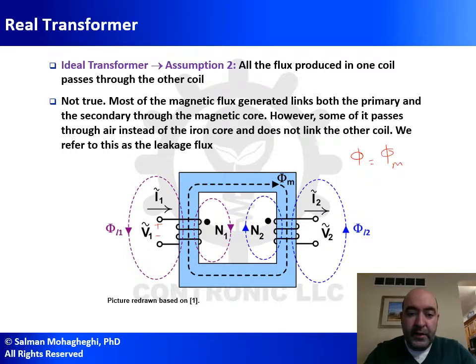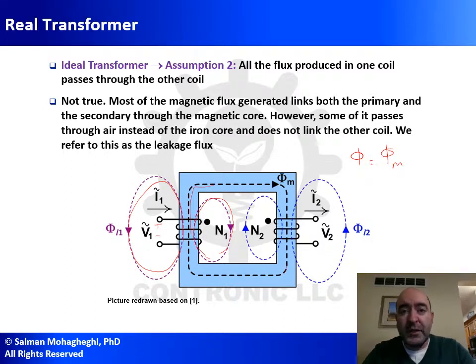As you can see in this diagram, phi M is the portion that actually goes through the magnetic core. However, a smaller portion of phi is going to be crossing through air. It's not going to be crossing through the magnetic core. And here you can see it as this portion and this portion. We call this the leakage flux.